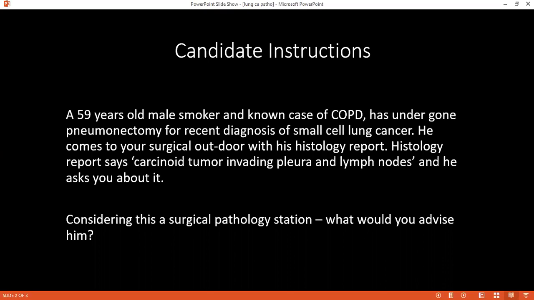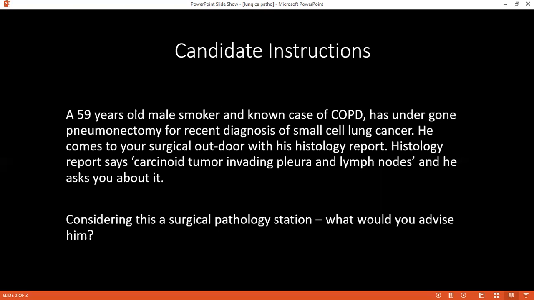Pneumonectomy done, so I'll counsel the patient to avoid smoking. Then I will tell him that the tumor has metastasized, that we also need to have some of the lymph nodes removed. And then if he has symptoms of carcinoid syndrome or paraneoplastic syndrome, treatment will be offered based on symptoms.